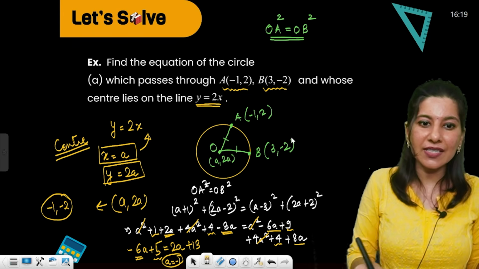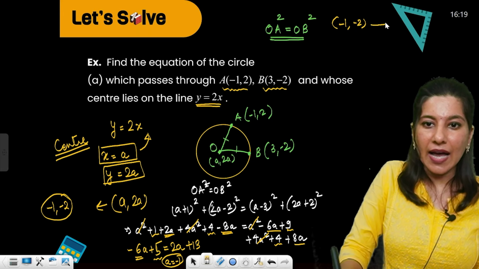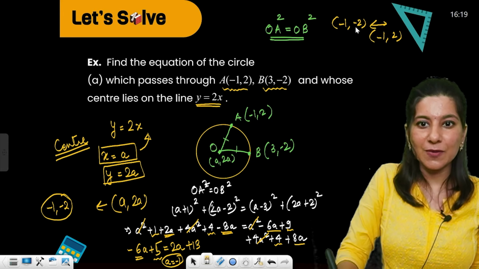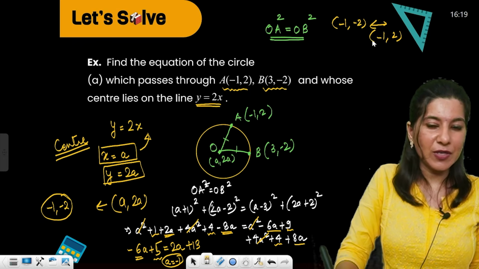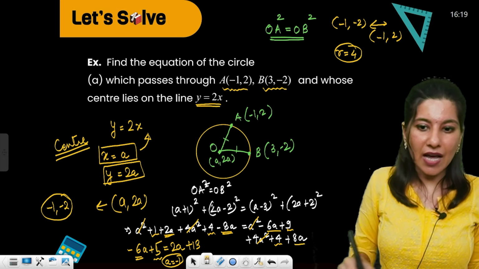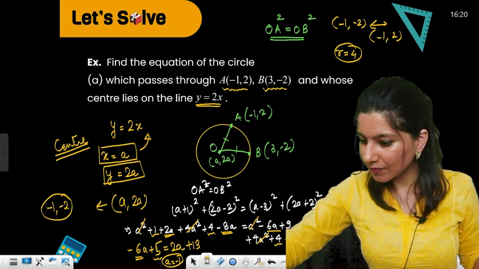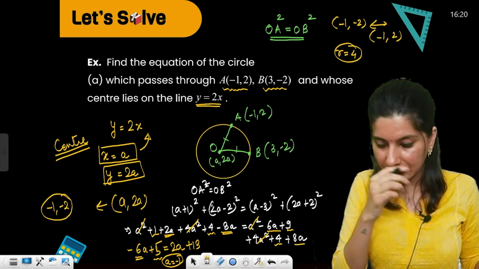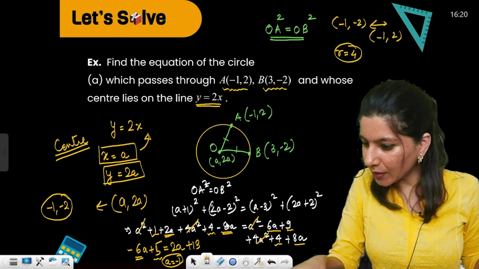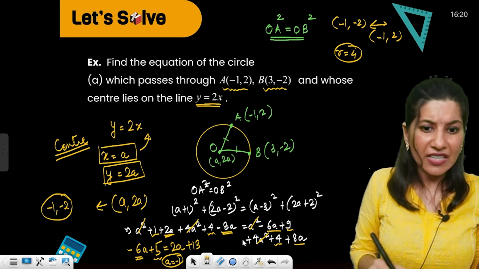OA will be your radius. So the distance between (-1, -2) and (-1, 2) will be your radius. So this is going to be 4. 4 will be your radius basically. So the radius is 4. And now if you just quickly calculate the radius of this circle, radius is done.